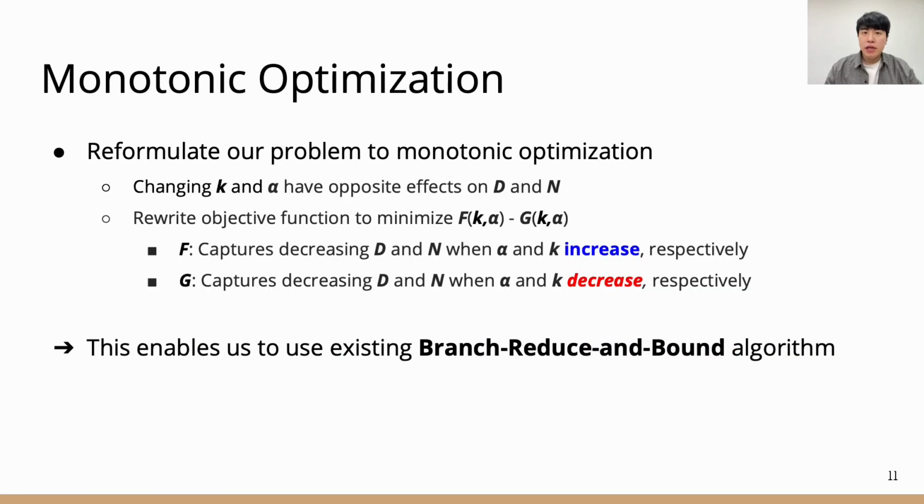We now reformulate our problem to monotonic optimization. As changing k and alpha have opposite effects on d and n, we rewrite the objective function to minimize the difference between two monotonic functions. F captures decreasing d and n when alpha and k increase respectively. G captures decreasing d and n when alpha and k decrease respectively. Rewriting the objective functions enables us to use an existing branch-reduce-and-bound algorithm.